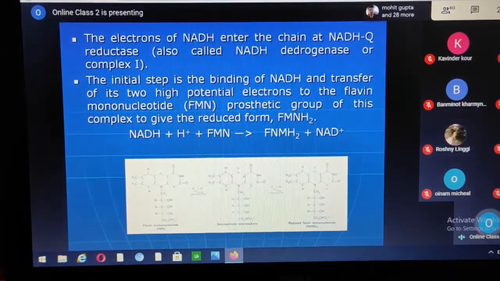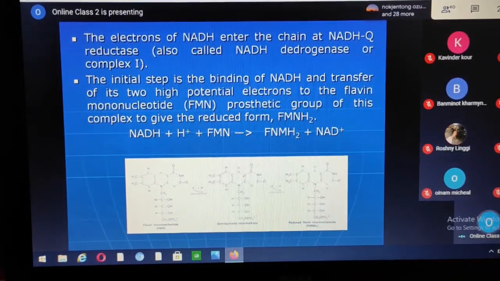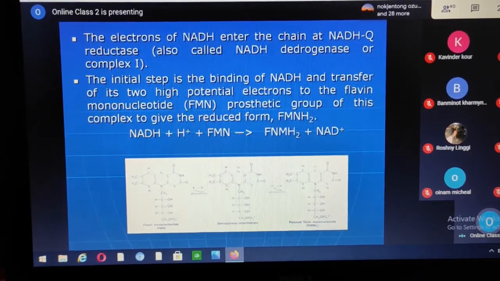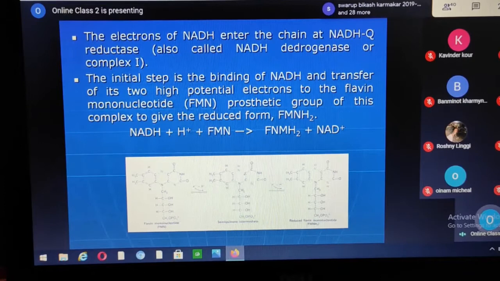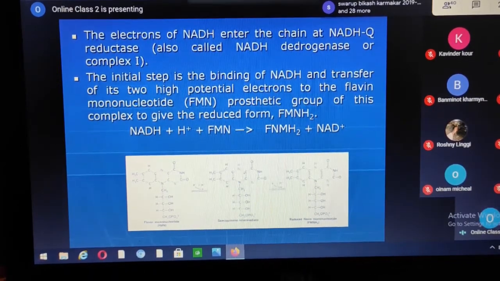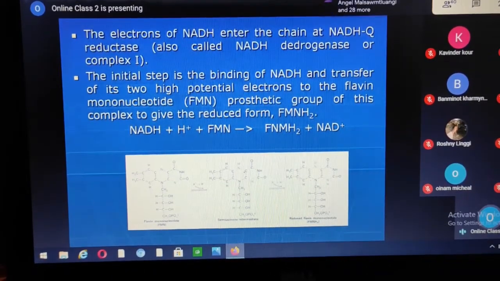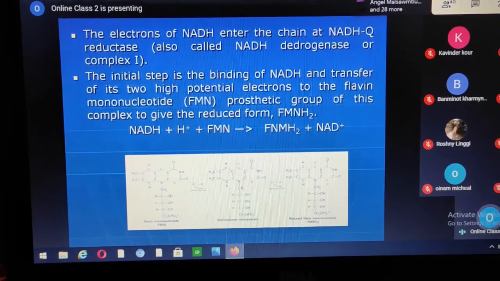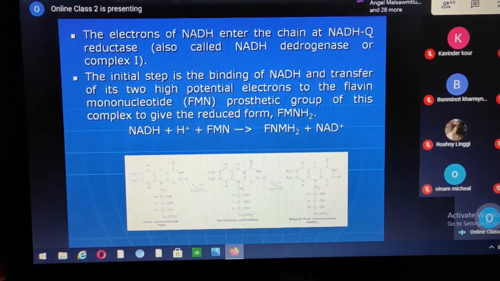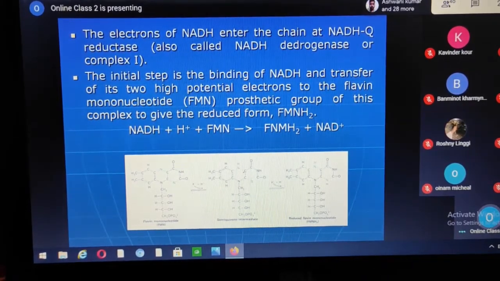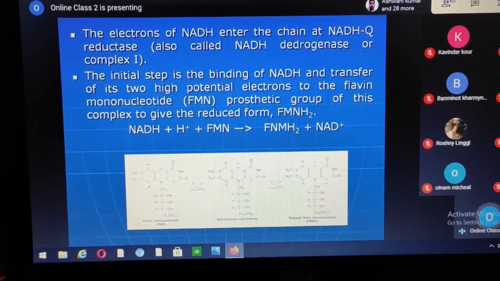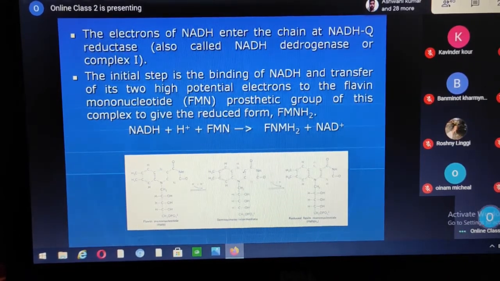Here we are starting with how NADH is oxidized. Electrons from NADH enter the chain at NADH2 reductase, which is also called NADH dehydrogenase or complex 1. The initial step is the binding of NADH and the transfer of its 2 high potential electrons to the flavin mononucleotide. See here.